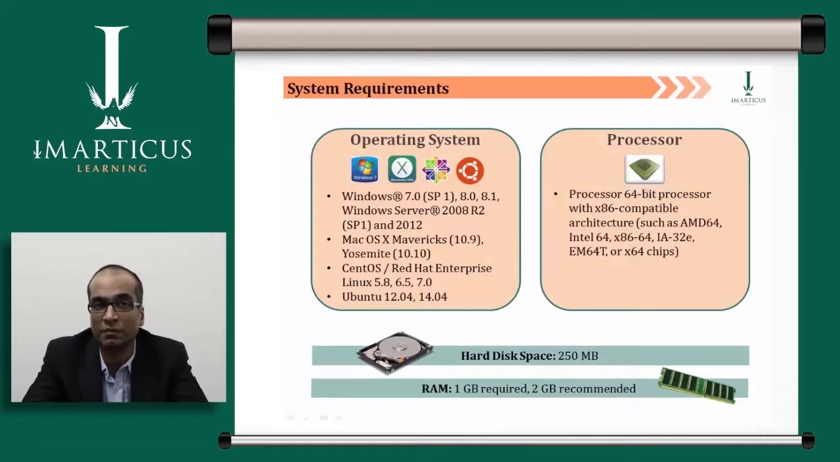And if you're looking at a Linux system, it would be CentOS, which is the open source free version. Red Hat Enterprise version would be 5.8 and above, and for Ubuntu, it would be 12.04 and above. From the processor perspective, it would be a 64-bit processor with x86 compatible architecture. From the hard disk aspect, it would be a 250 MB requirement, and the RAM required would be 1 GB. Recommended would be 2 GB.